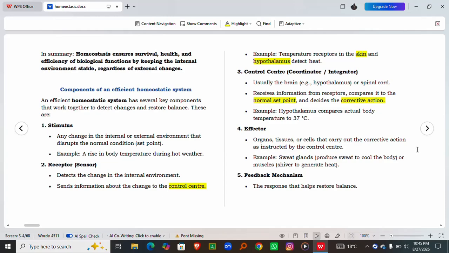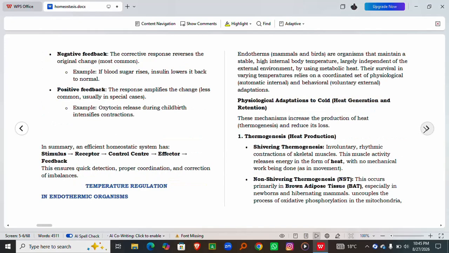So when it lowers the temperature, it's going to take it back to the normal set point. So it is something that is opposing what has caused an increase. What tries to oppose it, we shall call a negative feedback. Negative feedback is a corrective response that reverses the original change. And this is the most common feedback mechanism.